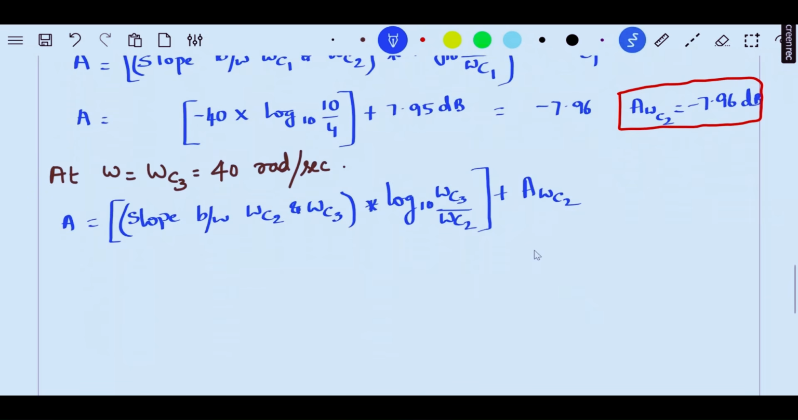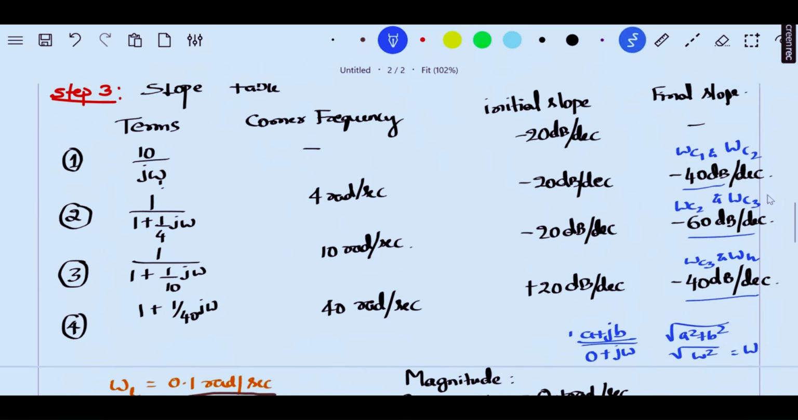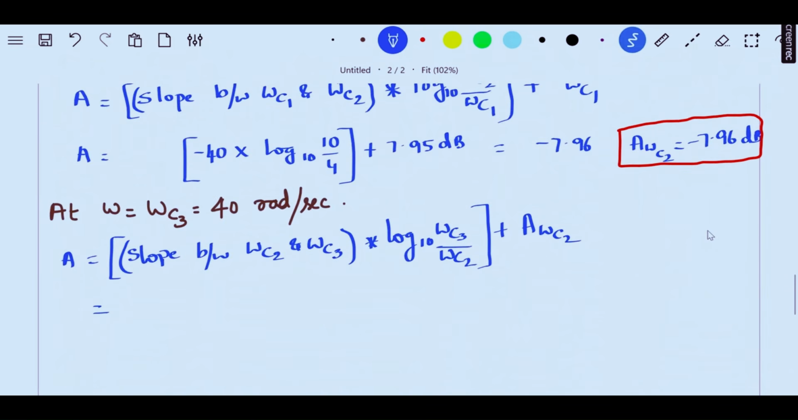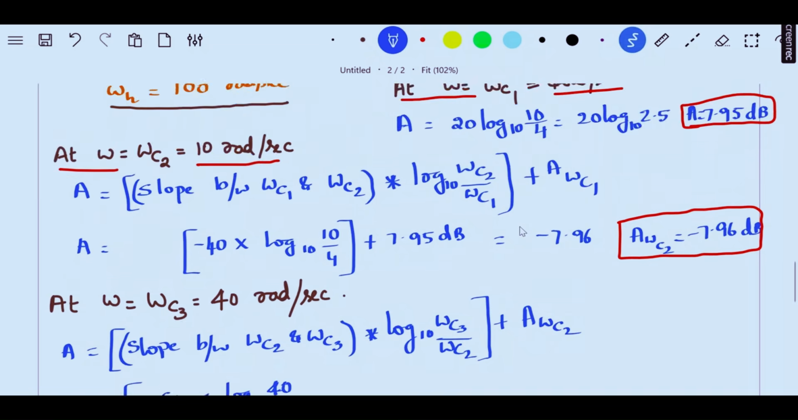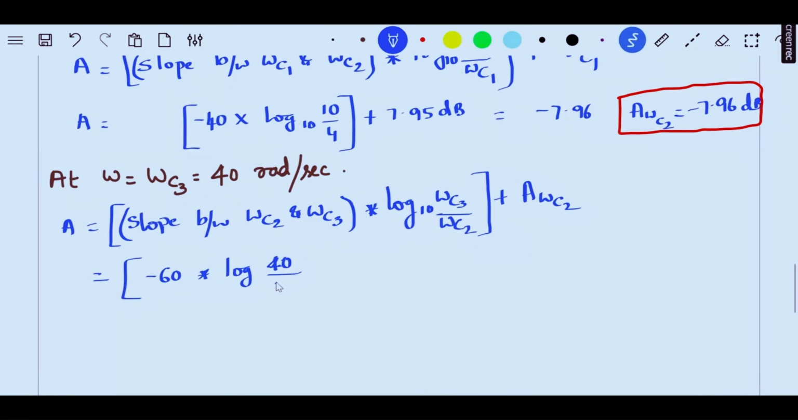Okay, now let me write the slope. If you go back to the table and see, between omega C2 and omega C3, we had a slope of minus 60 dB. So therefore, I take that slope, minus 60 dB, multiplied by log of omega C3, which is 40, divided by omega C2, which is 10, to the base 10, and this is added with the previous gain. The previous gain is minus 7.96, so therefore this becomes minus 7.96.